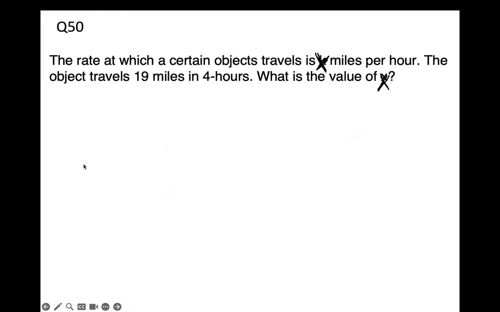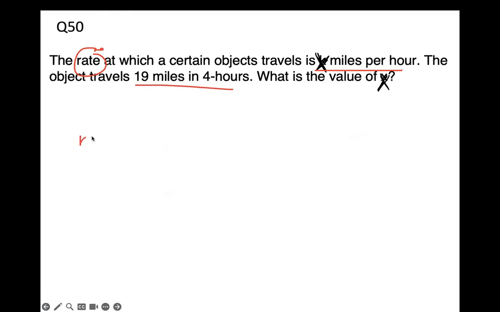This is a straightforward question. It's not difficult. This is what the SAT usually likes to ask, to test your brain. You see, what are they asking me? They're asking you about rate. The rate at which a certain object travels. Look at what they've done. They give you a rate, X miles per hour. That should tell you this is the rate.